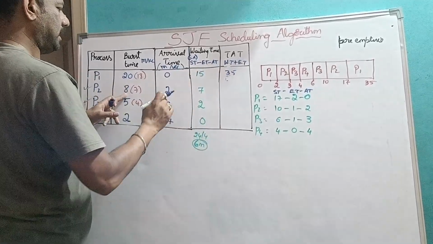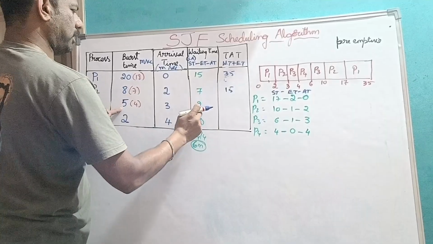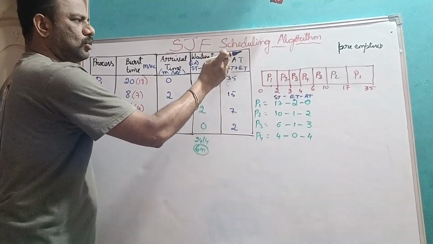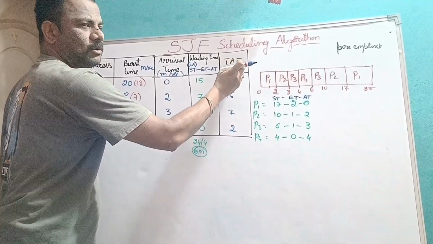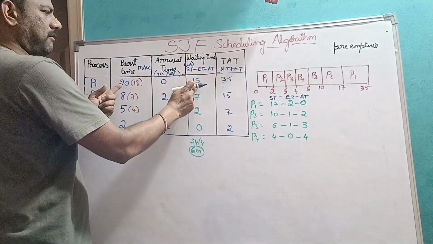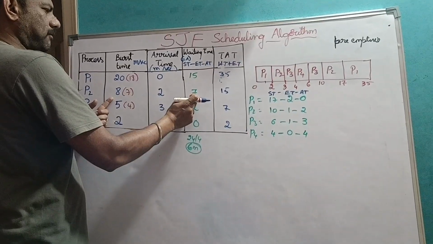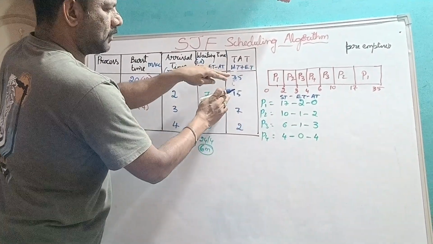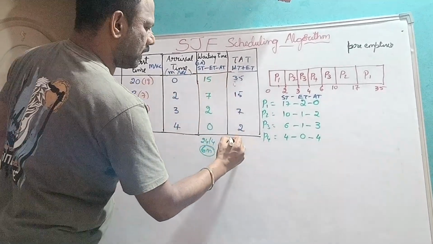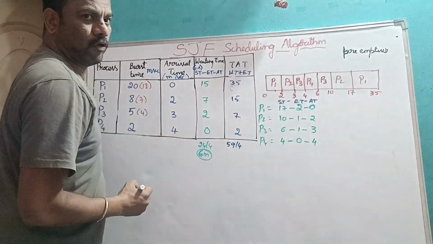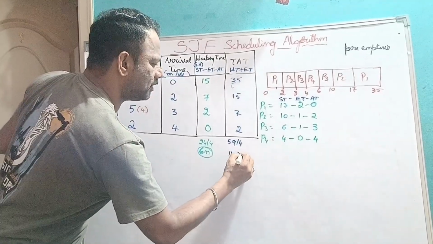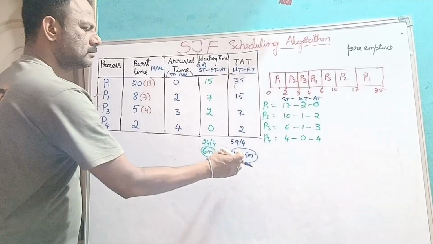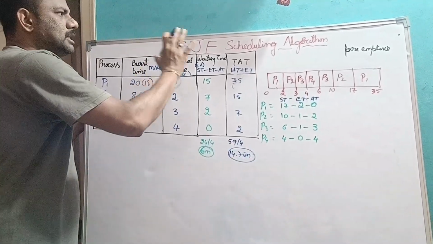Then 8 plus 7, 15. 5 plus 2, 7. 2 plus 0, 2. So turnaround time is equal to the total waiting time of the process plus its total execution time. Now the average turnaround time: 35 plus 15, 50, 57, 59. 59 divided by 4 is 14.75 milliseconds. This is the average turnaround time.